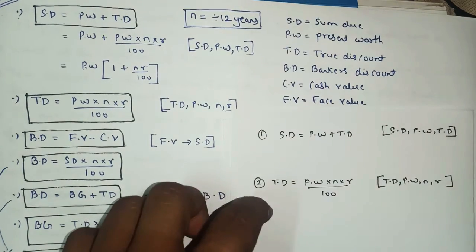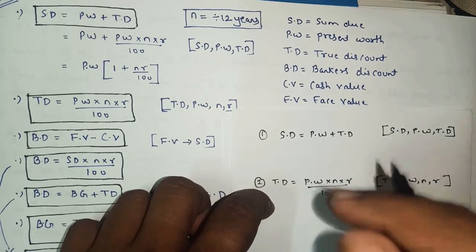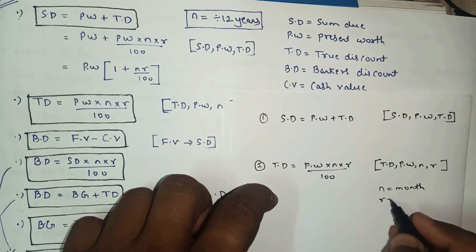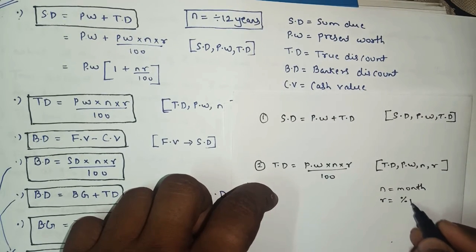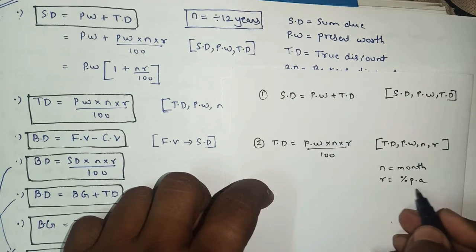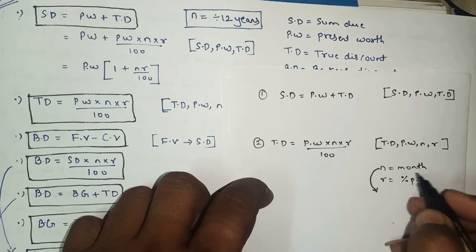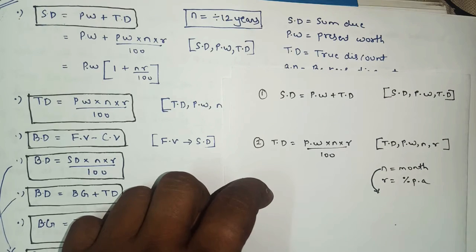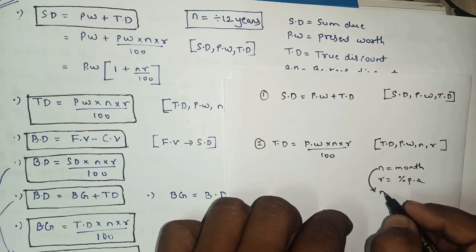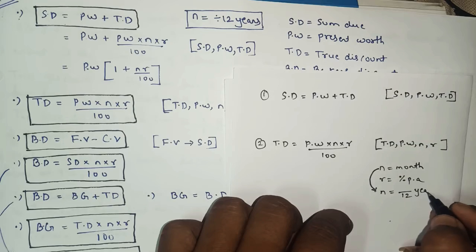See to it that in this exercise, N may be mentioned in months for each and every sum, and the rate will be per annum. Listen here: the number of periods is in months and the rate of interest is per annum. So you have to convert the number of periods from months into years. It is very simple to convert months into years: simply divide by 12, and it gets converted into years.